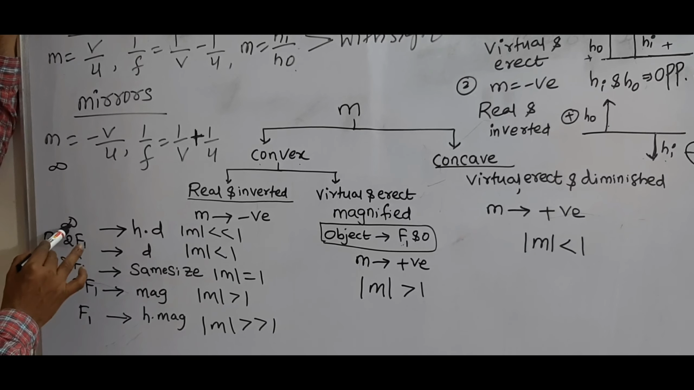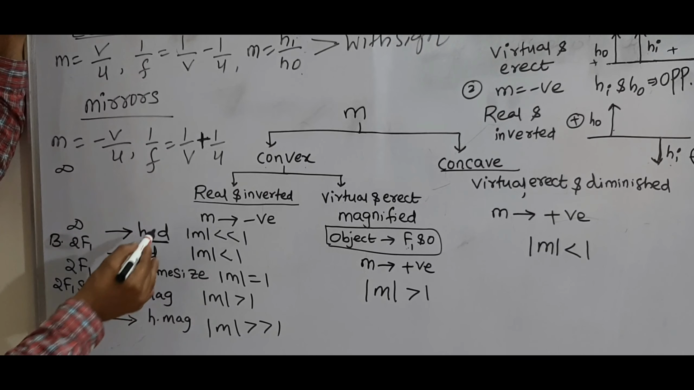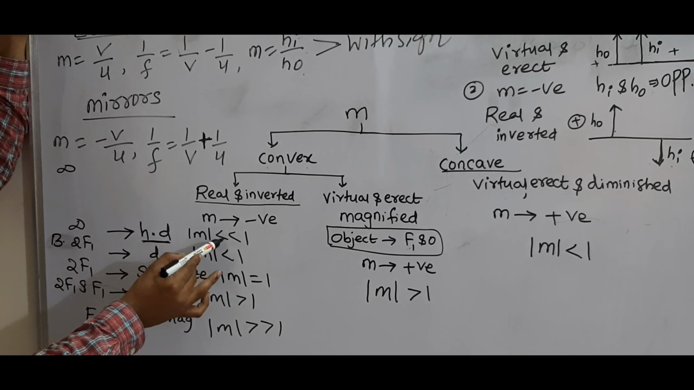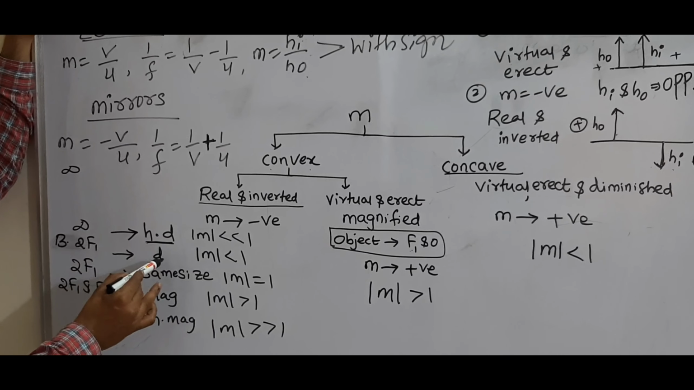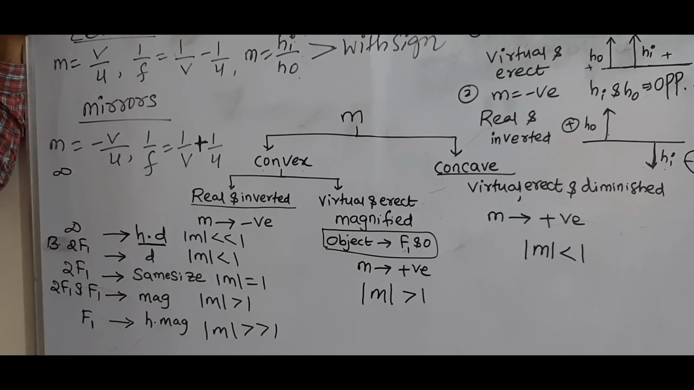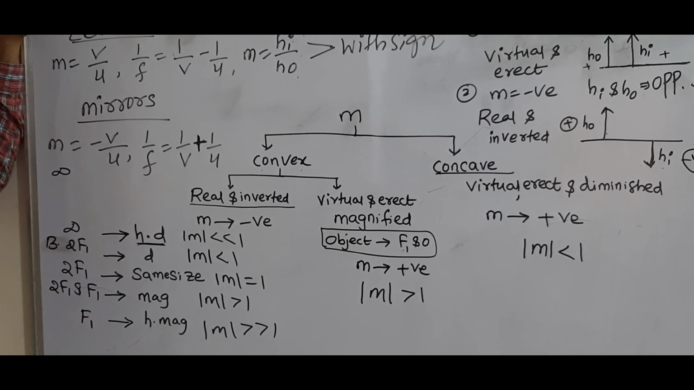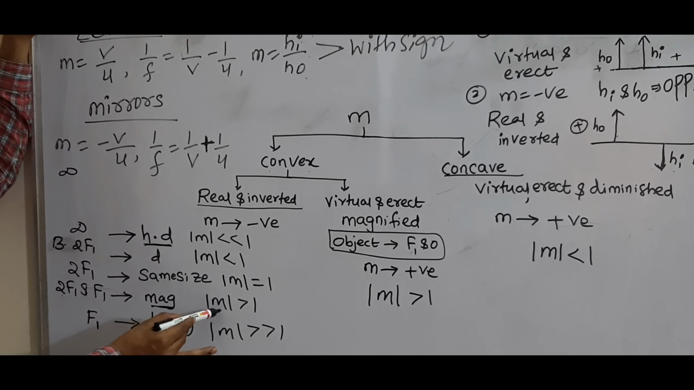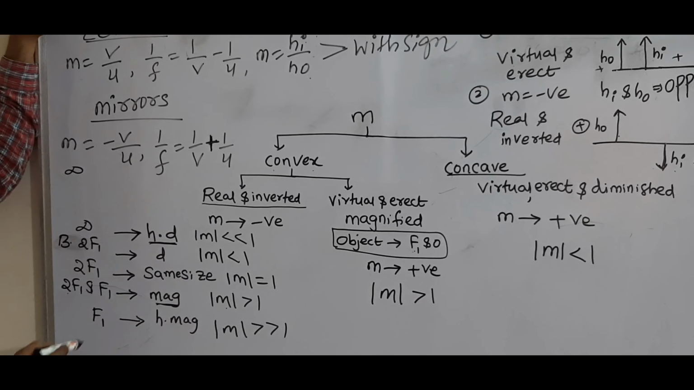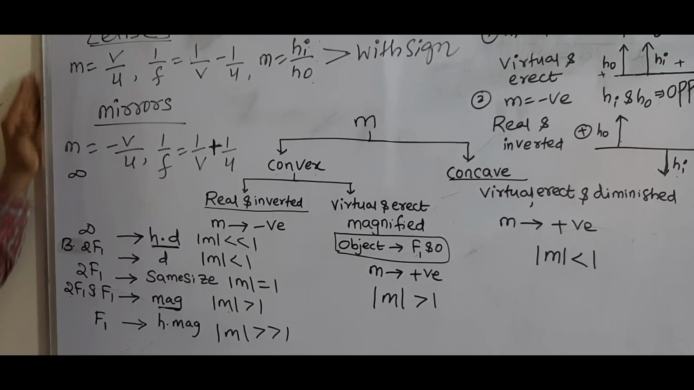When the object is at infinity, the size of the image is point size, so highly diminished. So magnification is less than 1. Next, beyond 2f1, diminished. So magnification is less than 1. At 2f1, same size. So magnification is equal to 1. Between 2f1 and f1, image is magnified. So magnification is greater than 1. At f1, highly magnified. So magnification is greater than 1.